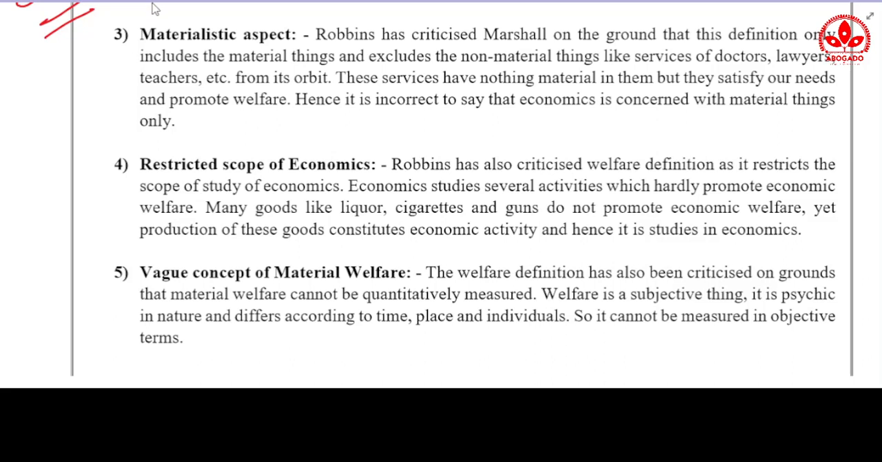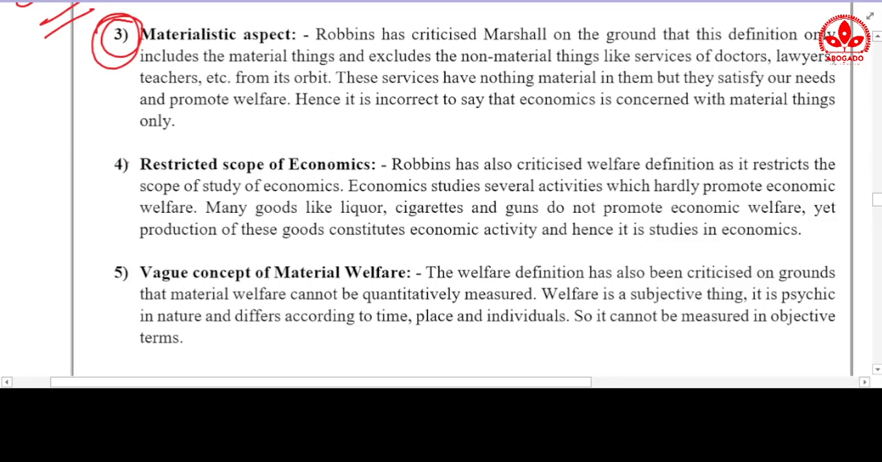So if we want to take a better definition, then obviously this materialistic aspect will still remain in this definition, because although we have attached one extra thing with the wealth or with the material things, still the material things are over there. So this becomes a major drawback of this definition.